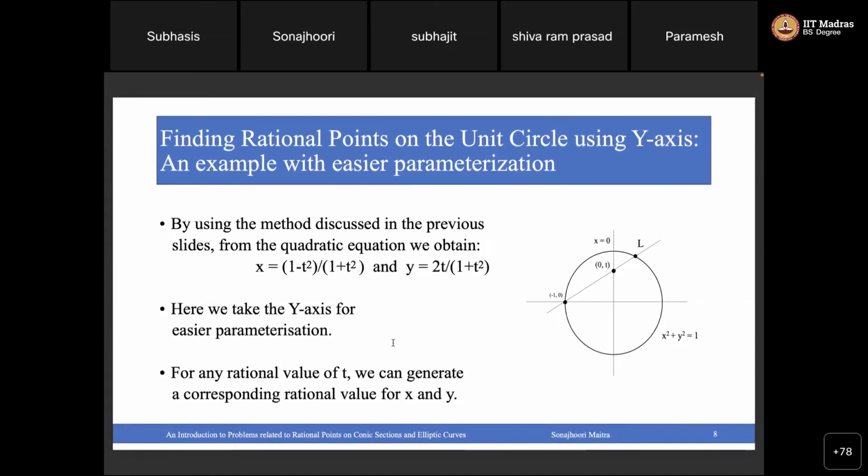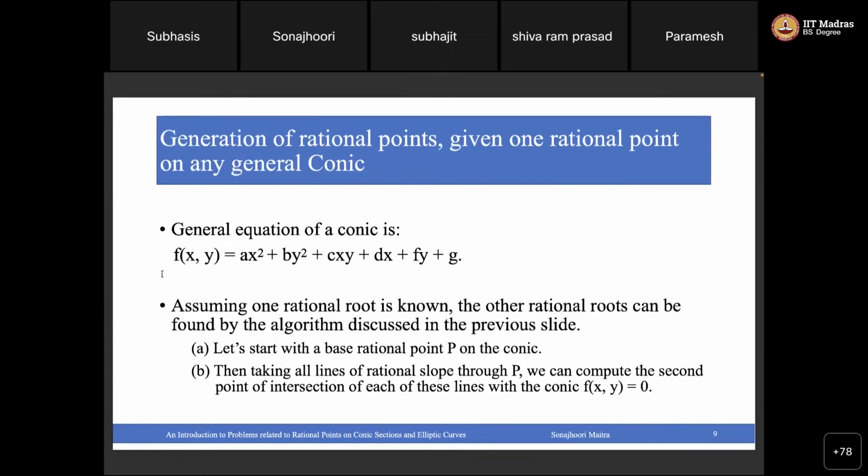Now this thing, I have used a circle to explain it because it would be easier to explain, but it can be done in case of any conic. A general equation of a conic is ax square plus by square plus cxy plus dx plus fy plus g. And we can use the same algorithm, right? We will select a base rational point, say P, and then we will take all lines of rational slope through P, and we can compute the second point of intersection of the line with the conic. And we will be able to prove that there will be infinite rational points in the conic. You know, in case of parabola, hyperbola, ellipse, we can take any conic and it would give the same result.